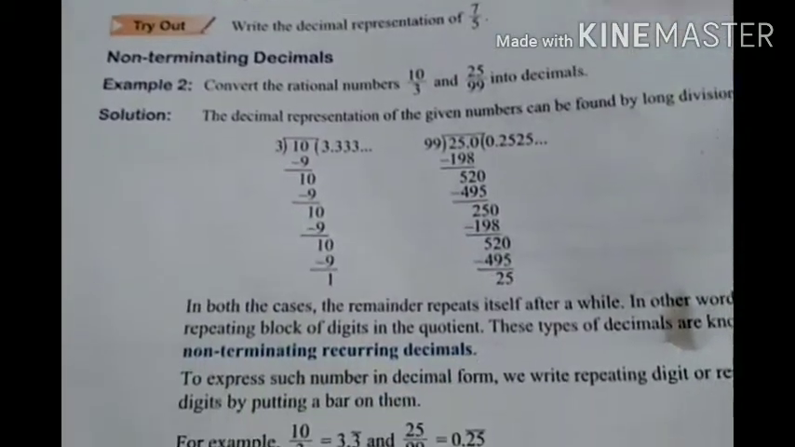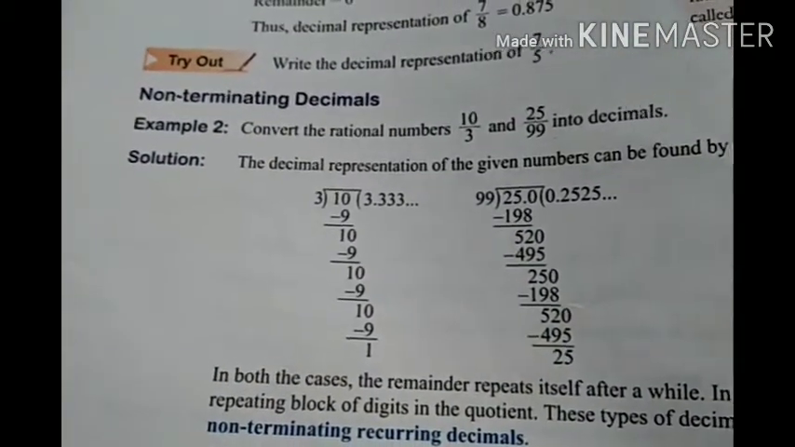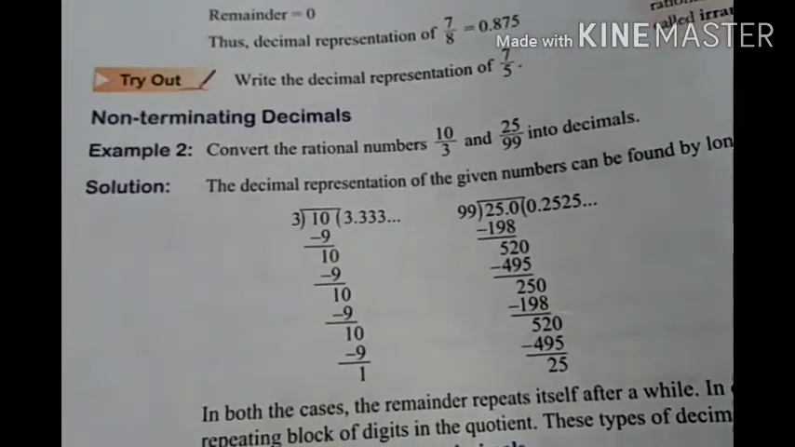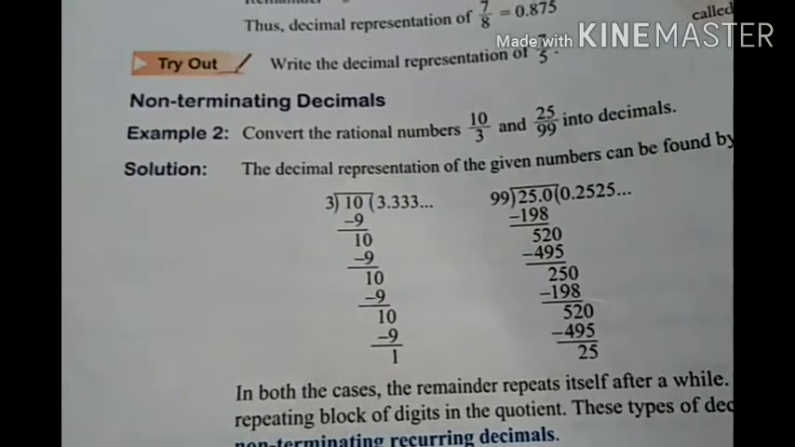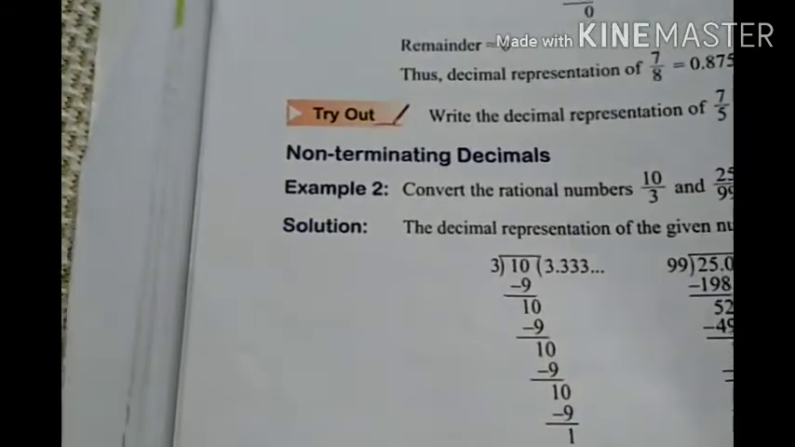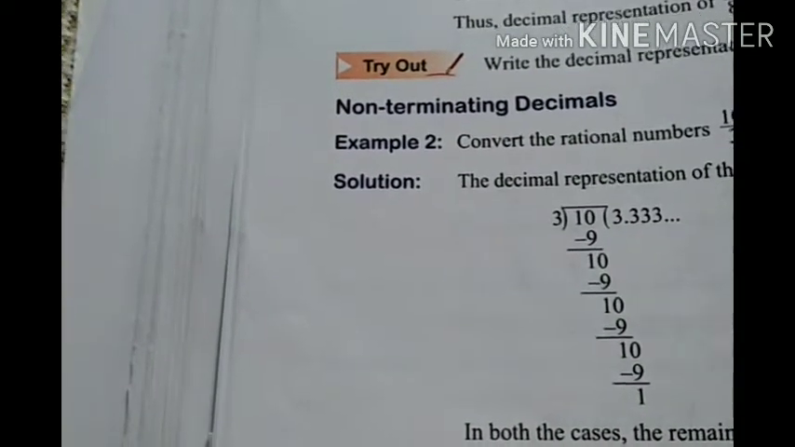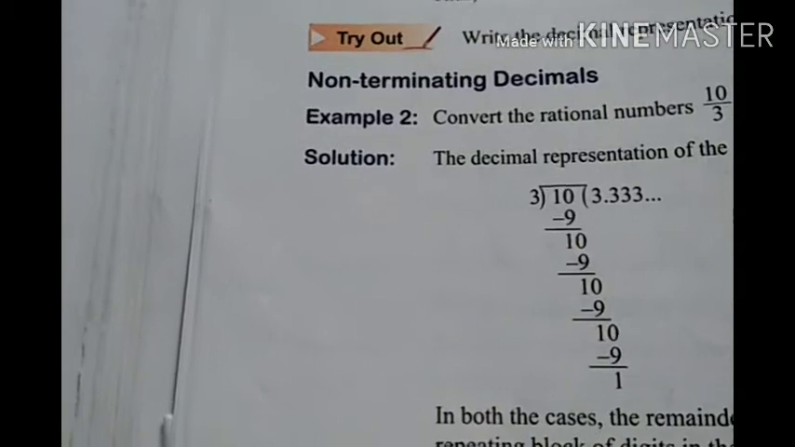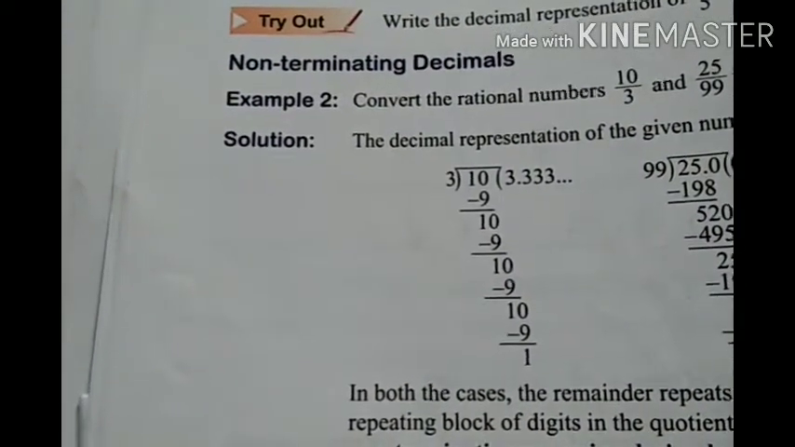Then let's take another example of non-terminating decimals. Here we are having two examples, 10 upon 3 and 25 upon 99. First of all, we will divide 10 by 3. What do we get? We get 3.333. We are not getting remainder as 0. We are getting 1 as remainder all the time.